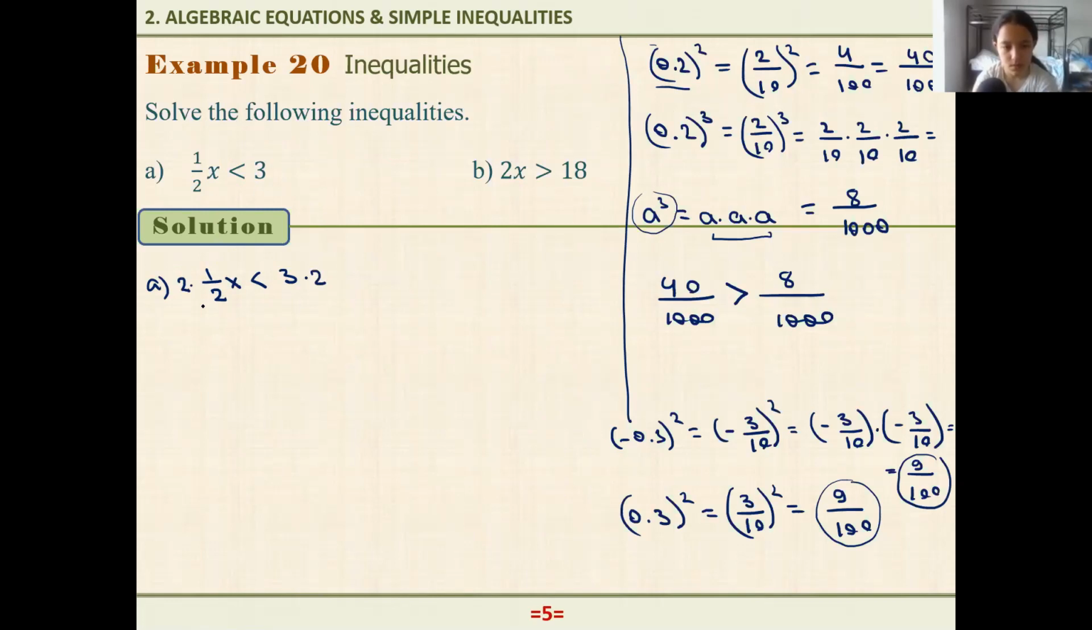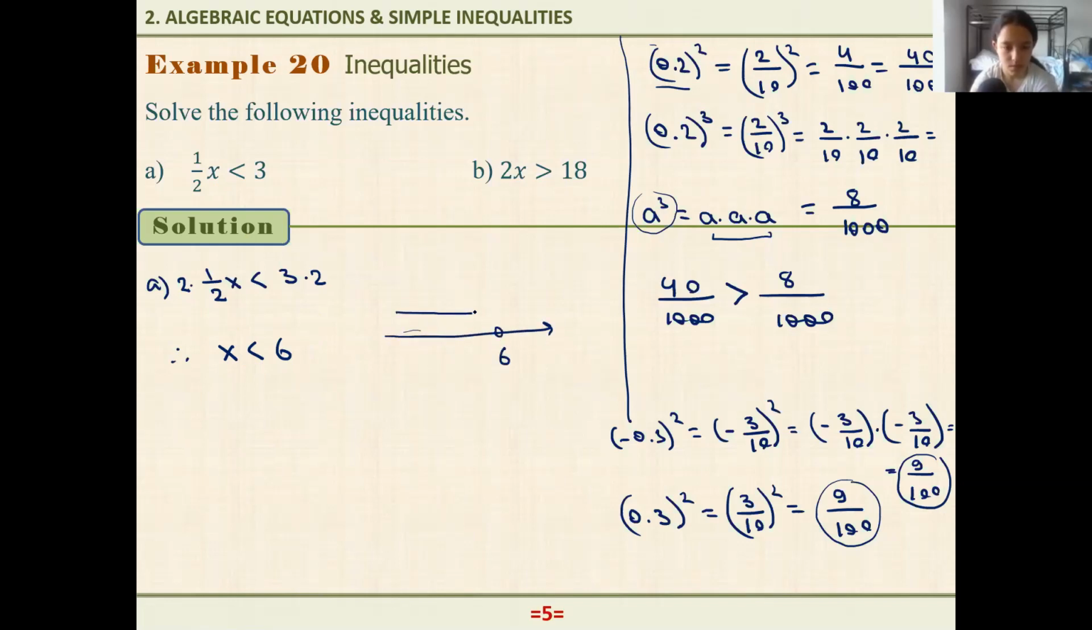The same thing. 2 times 1 over 2, it is 1. So here we have x. 3 times 2, it is 6. So this is the solution. What does it mean? That means that all the numbers that are less than 6 will satisfy this inequality. Okay, on the number line, what are these? Here we have the number line, here we have 6.